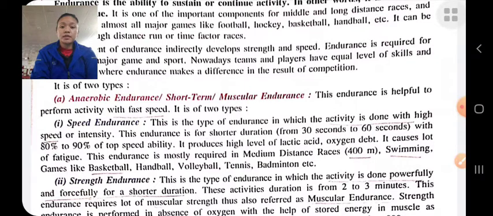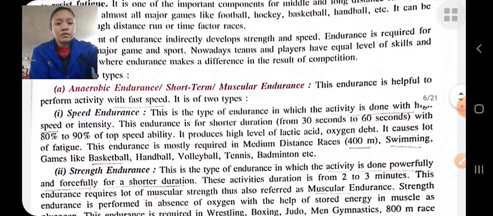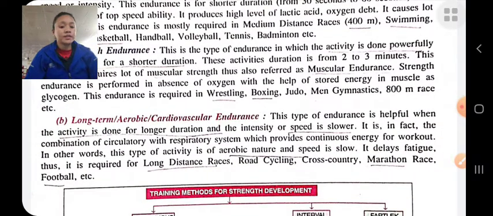Next is strength endurance, which is also a type of short-term endurance. In strength endurance, we do the activity powerfully and forcefully for a short duration, about 2 to 3 minutes, and it requires a lot of muscular strength. It is required in boxing, wrestling, judo, etc. These are the two types of short-term endurance.